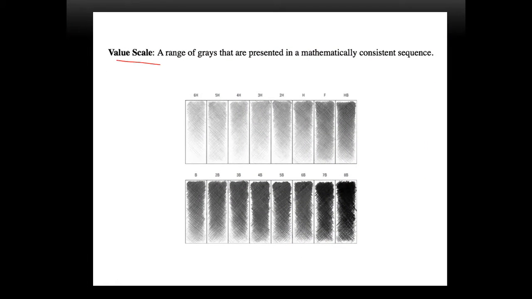So this is called a value scale, like this, okay? These are the best ranges for an 8B pencil, and these are the best ranges for a 6H pencil. Now if you compare these two pencils, they're very similar. These two pencils are very similar too, but if you compare these two pencils, they become different, right? So you have to understand which pencils to pick up for which purposes.